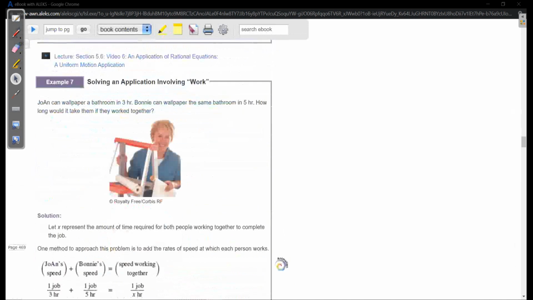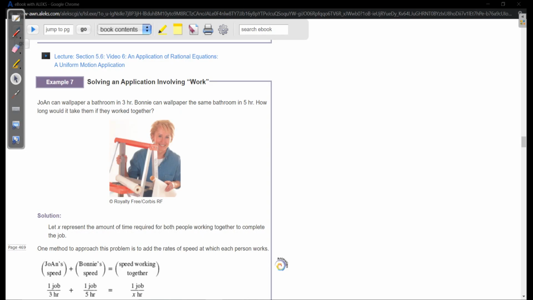And then lastly, we're going to talk about work. So some of you are probably going to be going to graduate school after college. Well, one of the problems that is posed in graduate school is a work problem like this, and they're super easy to do if you know the secret.